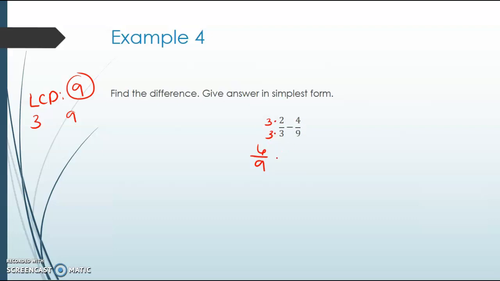Now when I look at my next fraction, which is 4/9, it's already a 9th, or denominator is already 9, so we're just going to write it as is, 4/9. Now that we have like denominators, we can subtract. So 6 minus 4 will give us 2, and our denominator stays the same, so 2/9. I double check to make sure it's in simplest form. 9 is an odd number, so 2 does not divide into it, so our final answer is 2/9. And that is how we add and subtract fractions.